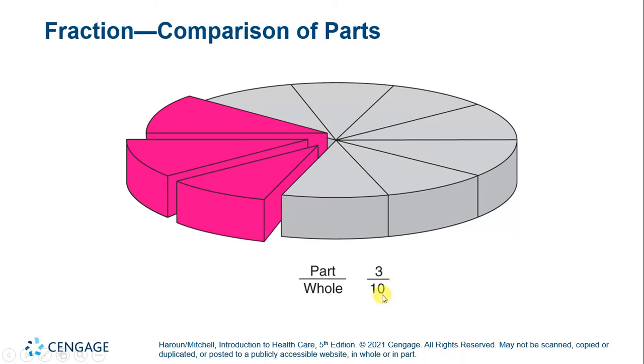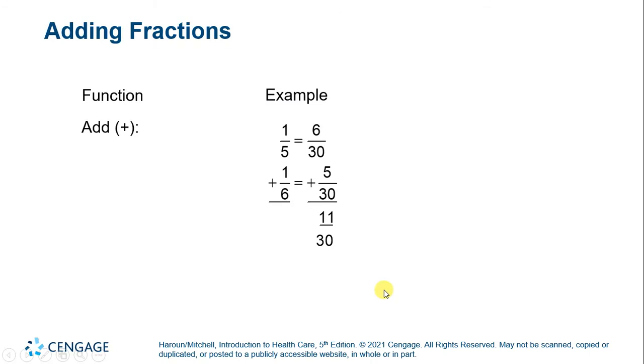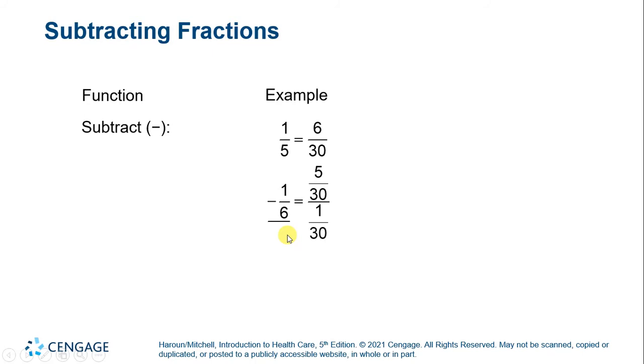Okay, so that's 3/10, 3 out of 10. Adding fractions is a little bit more complex because what you need to do is find a common denominator before you can add the fractions. Subtracting fractions, you'd have to be able to do the same thing.